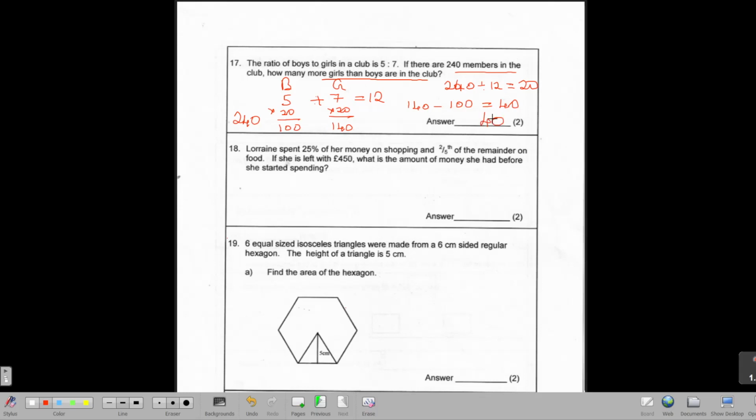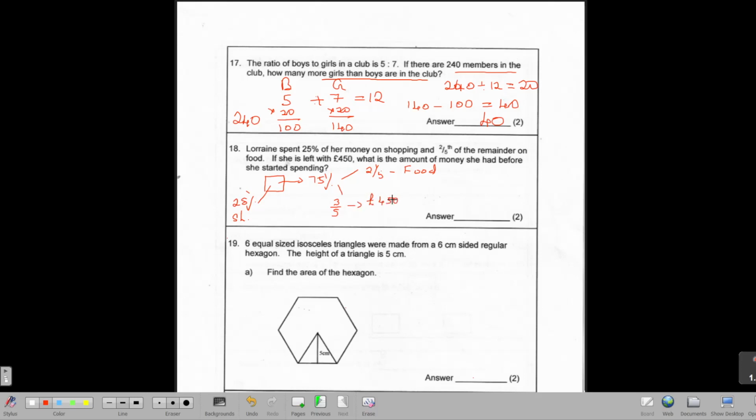Lorraine spent 25% of her money on shopping. So she has some money. So she spent 25% on shopping. Then 2/5 of the remainder. So out of the 75% she has, she spent 2/5 on food, and 3/5 is what she got left, which is 450.